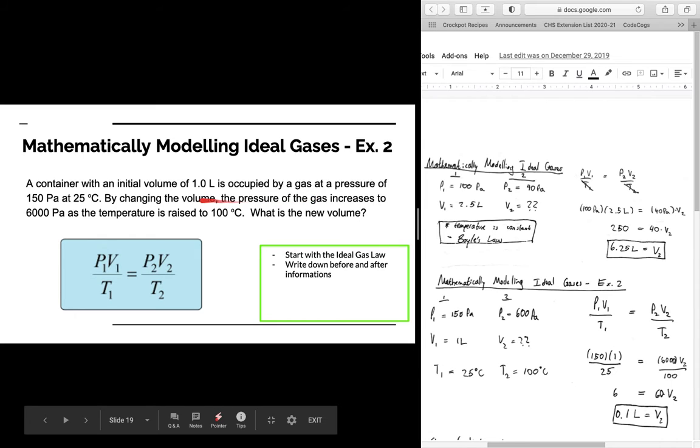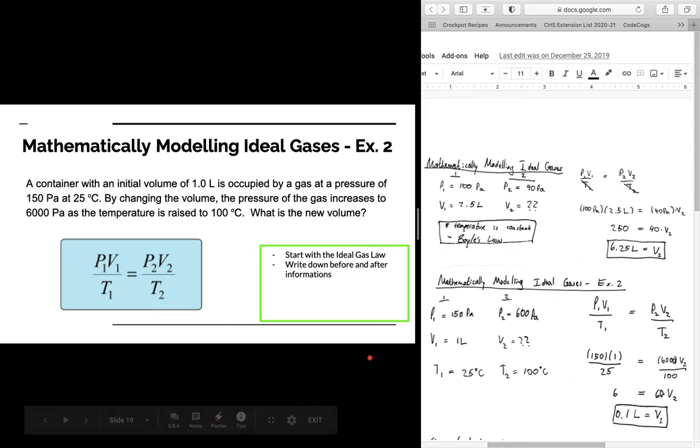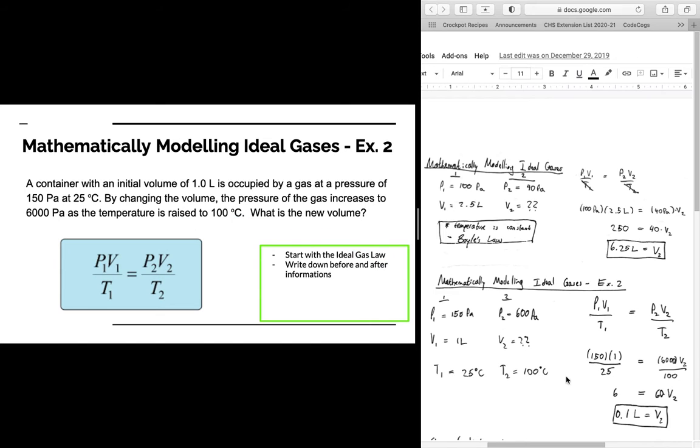And then we note that when we change the volume, the pressure of the gas increases to 6,000 pascals. So P2 is 6,000, although I have 600 written right here. Although down here, I change it back to 6,000. And then the temperature is raised to 100 degrees Celsius. So T2, Terminator 2, Judgment Day, is 100 degrees Celsius. Little Schwarzenegger reference there for those of y'all who've seen the Terminator movies. And then we ask, what is the new volume? So V2 is our unknown.